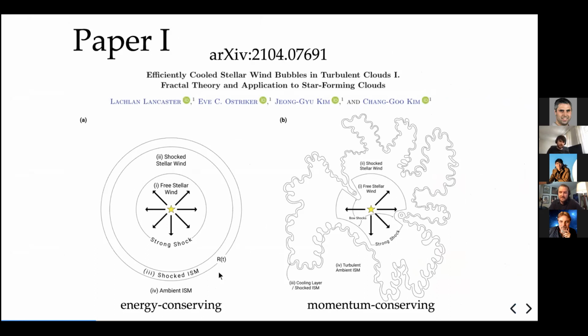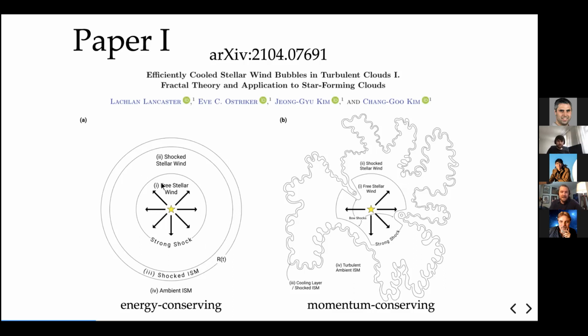So to set the context here, we are ignoring the effects of radiative feedback. Just like the Weaver solution, our model assumes expansion into conditions that are characteristic of the clouds in which the stars form, so not into pre-photoionized or heated gas. The classical stellar wind bubble evolution I'm showing schematically on the left here, a schematic of the Weaver solution.